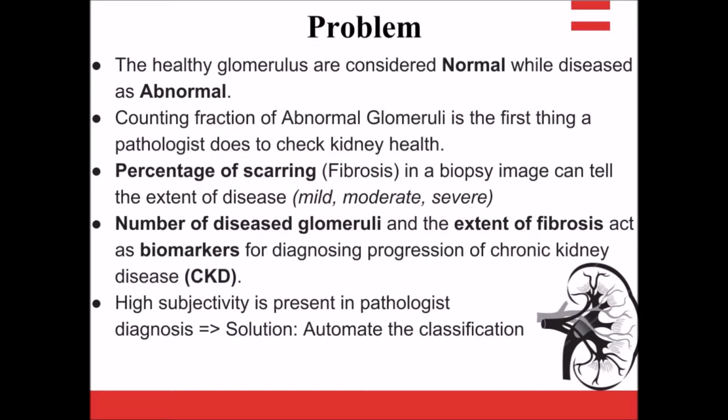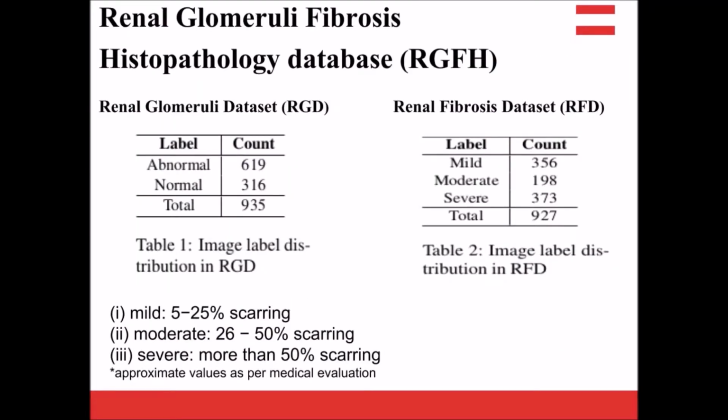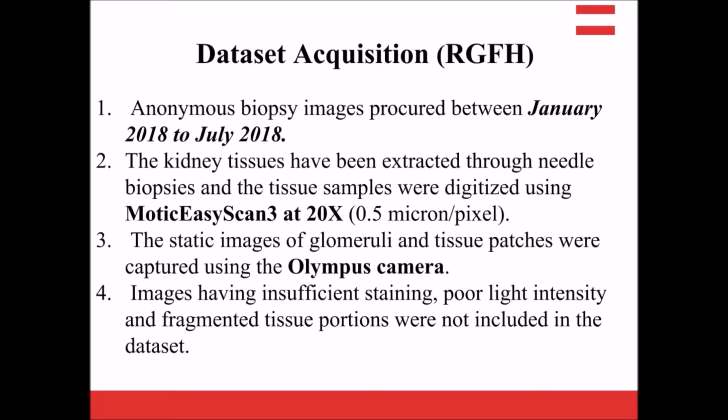In this paper, we present two datasets pertaining to digitized images of glomeruli and fibrosis, called the RJD and RFD respectively. Both these datasets are under the collective hood of the RGFH database. The dataset statistics are as follows. Anonymous biopsy images were procured between January 2018 and July 2018 through the Olympus camera and digitized using Motic EasyScan 3 at 20x.